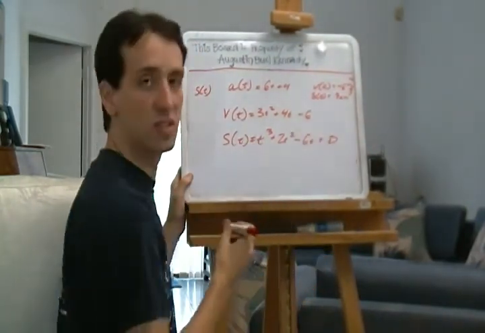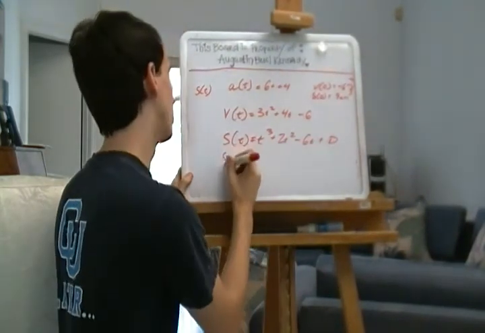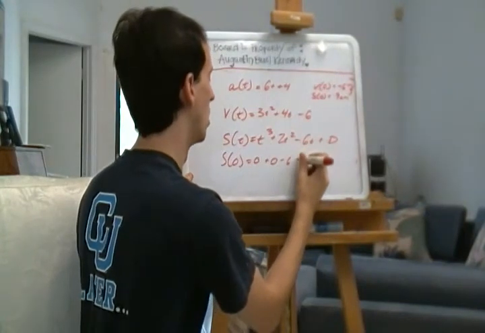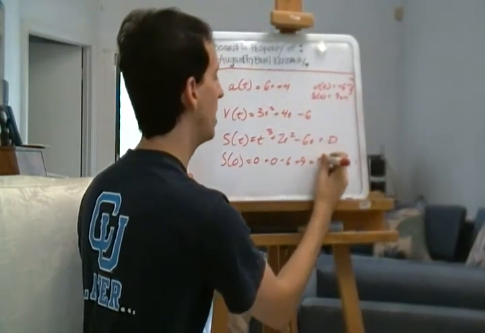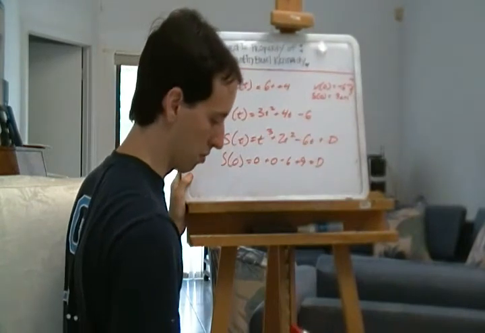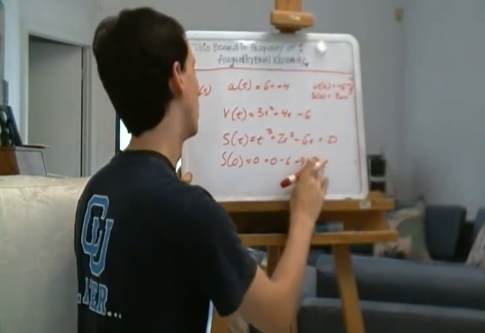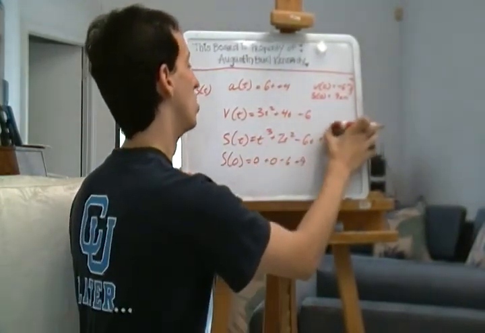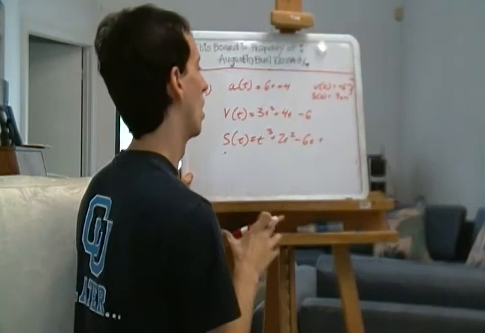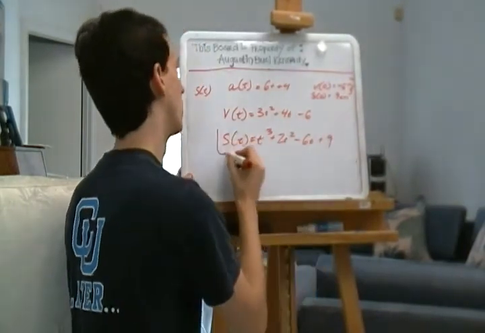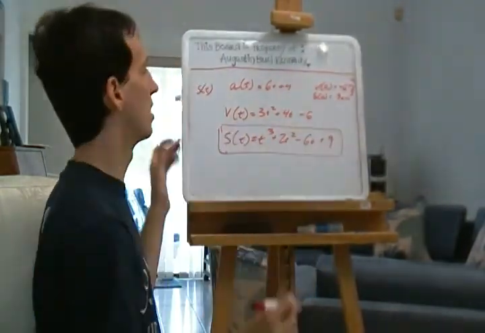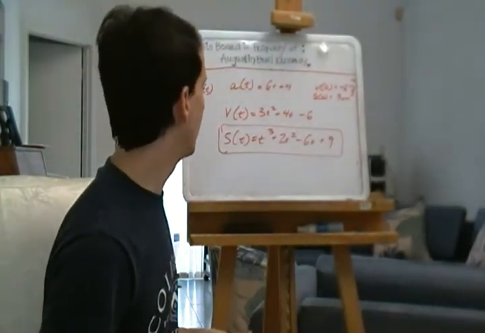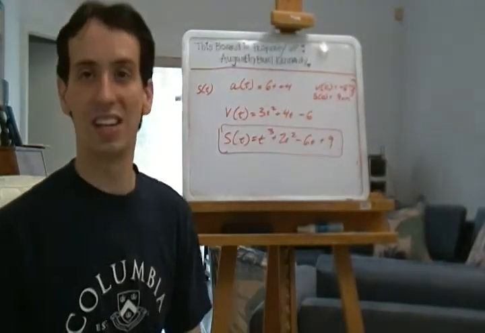All right, and now we know that s of 0 is going to equal 9 centimeters, so we have s of 0 equals 0 plus 0 minus 0 plus d, which equals 9. Well, equals d. So we know, therefore, that d must be 9, which means that our position function is this. That's how we get from acceleration to velocity to position. And that is what you need to know about antidifferentiation for right now.